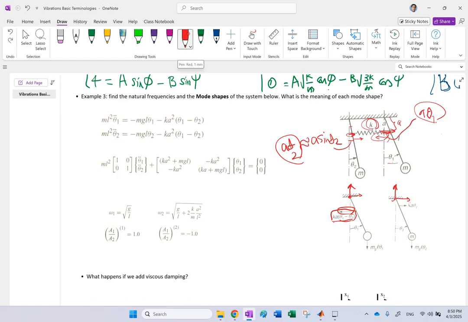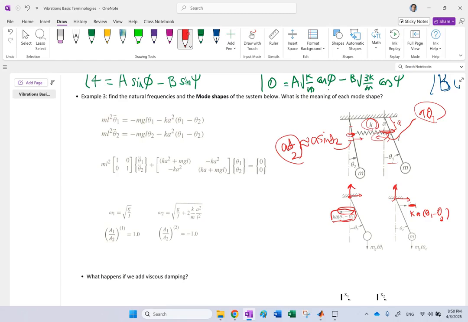Seems like there is a typo here. So this should also be Ka times theta 1 minus theta 2. Okay, they are action and reaction. They have to be the same.